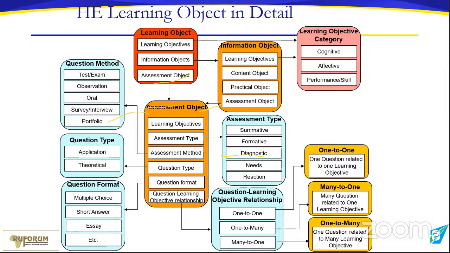But when you go to learning objective, this informs our learning objective category. Remember, we talked about cognitive, affective, and performance skills development. This is what we want to achieve. So your learning objective must be defined along these three areas. Then when it comes to your assessment object, you must well define the learning objective, the assessment type, the assessment method, question type, question format, and question learning objective relationship. There must be a relationship between what you are asking and what you want to achieve.